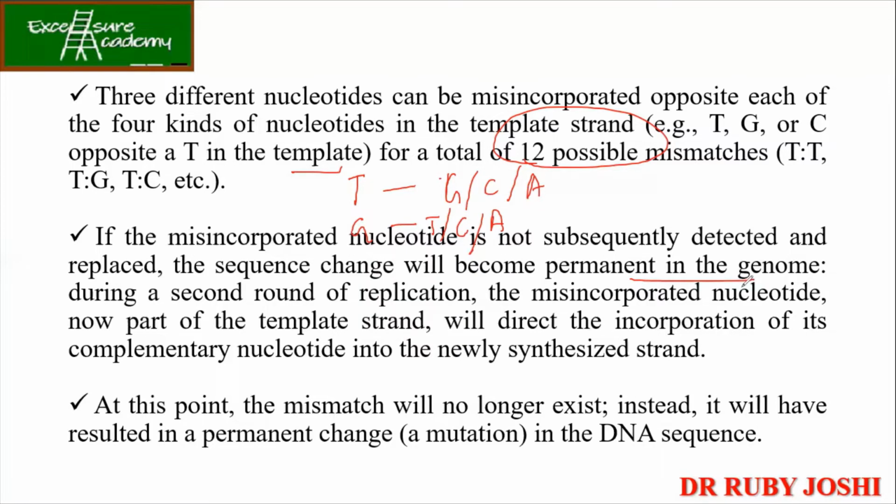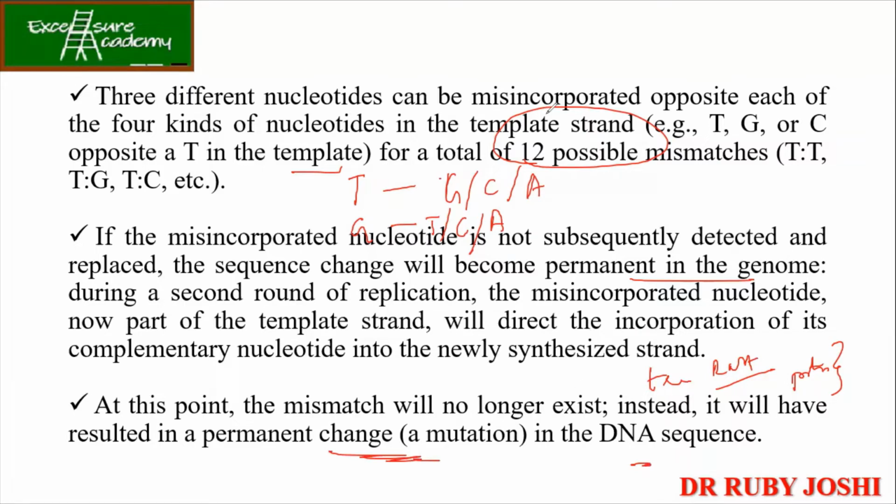Okay. Now, if the misincorporated nucleotide is not detected and replaced, this will become permanent in the genome. So we know what will happen then. As the replication rounds increase, the gene sequence will get changed. So obviously what will happen? Eventually the changed gene will give either a truncated RNA transcript or a protein which is not going to be functional in the cell. Okay, so this is going to be a permanent damage in the DNA sequence, अगर हमने इसको अभी correct नहीं किया तो.